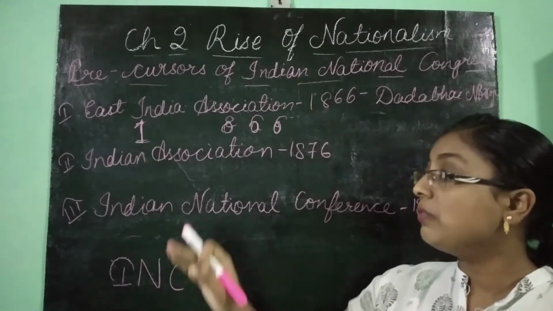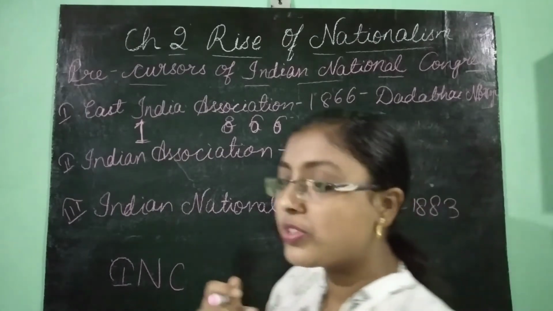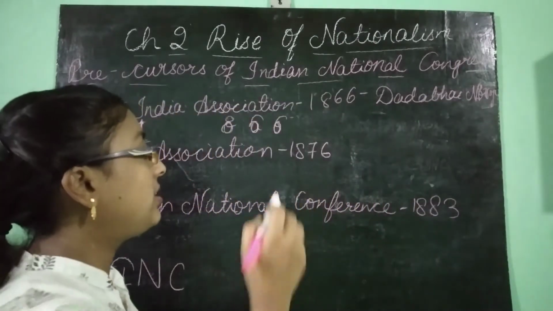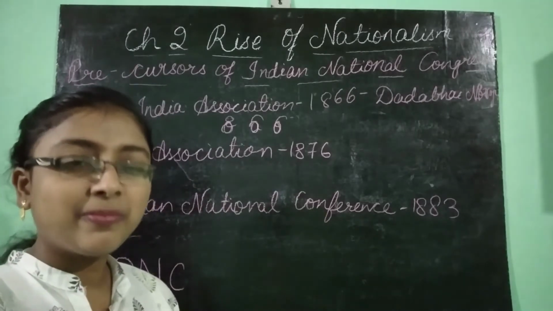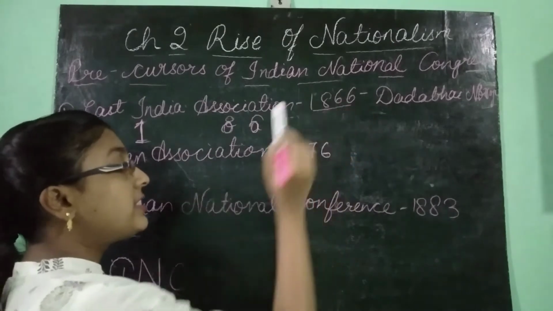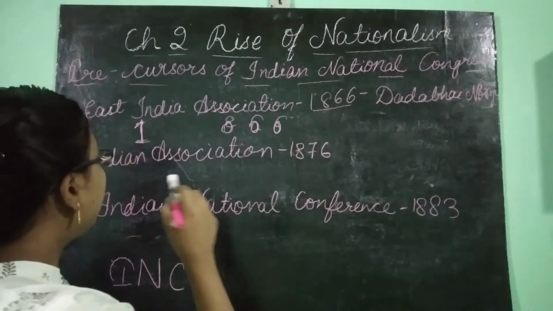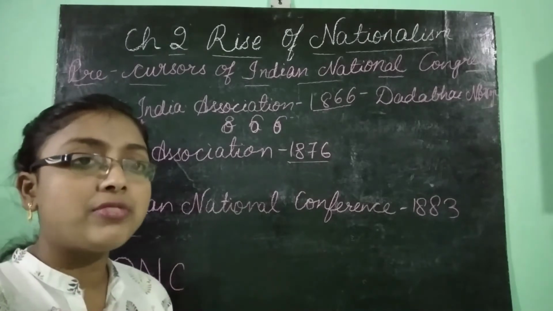Now, second we come to Indian Association. Indian Association was formed in the year 1876. Now you will ask for a way to remember this too, right? See, East India Association was formed in 1866. Now, Indian Association in 1876, it means just after 10 years.